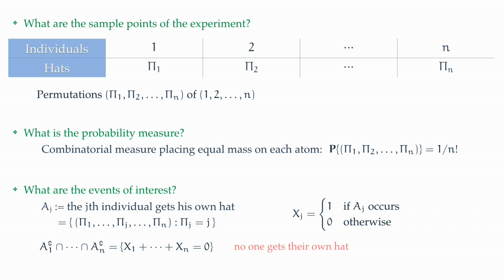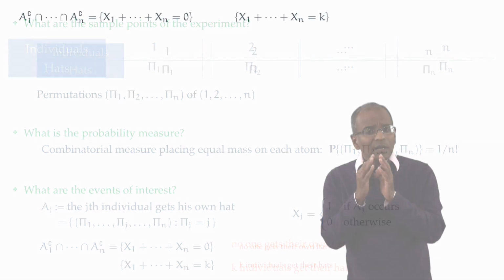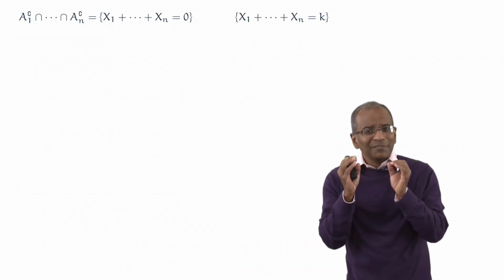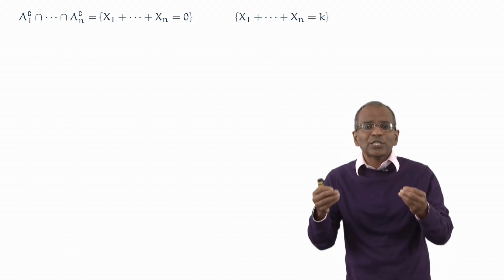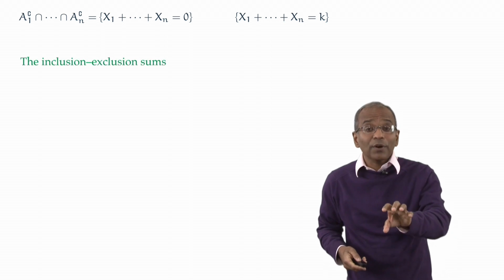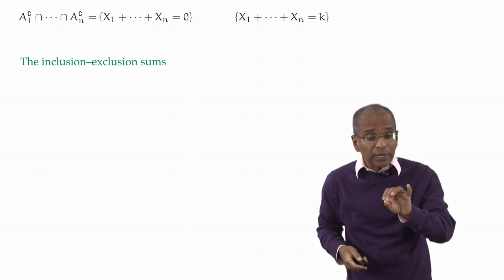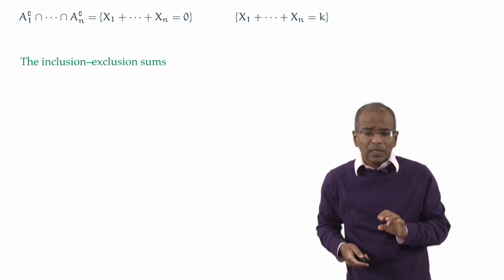A more nuanced version of this is when the sum of the indicators takes a given value k. If this occurs, then precisely k individuals get their hats. And of course, we'd like to try to compute such probabilities. So let's start. Naturally, our first question now is, can we set up a proper inclusion-exclusion formulation? And for this, we're going to have to take a look at the inclusion-exclusion sums.